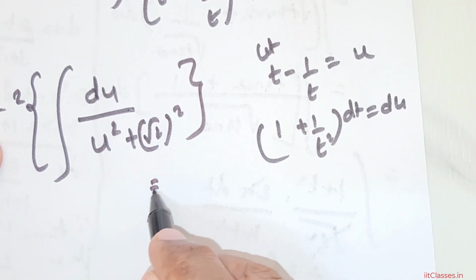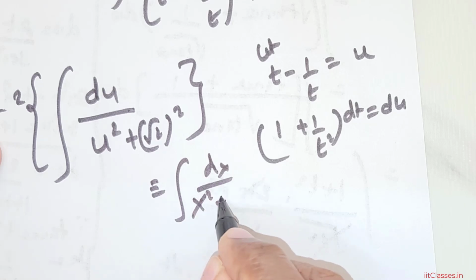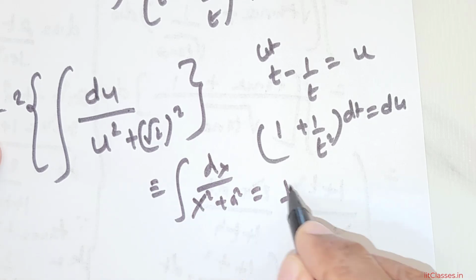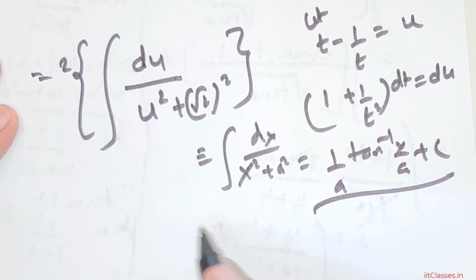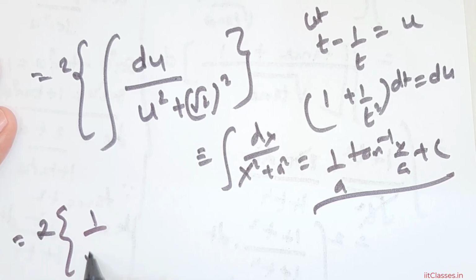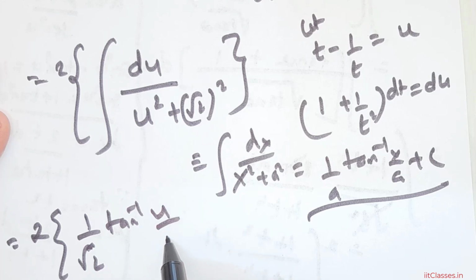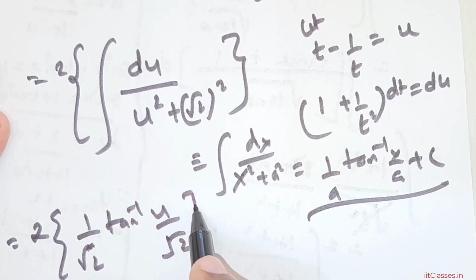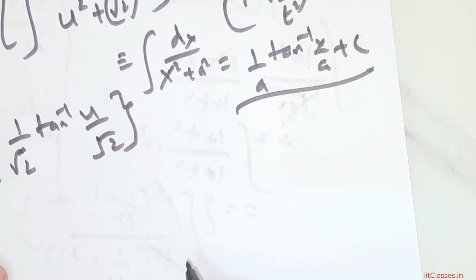Now this is very much likened to the formula integral dx over x squared plus a squared, which is nothing but 1 over a tan inverse of x over a plus c. So utilizing this formula, I get 2 times 1 over root 2 times tan inverse of u over root 2. But what is my u? My u is t minus 1 over t.